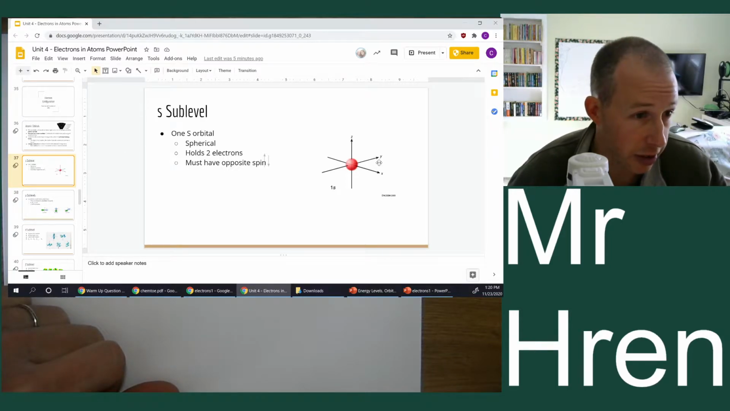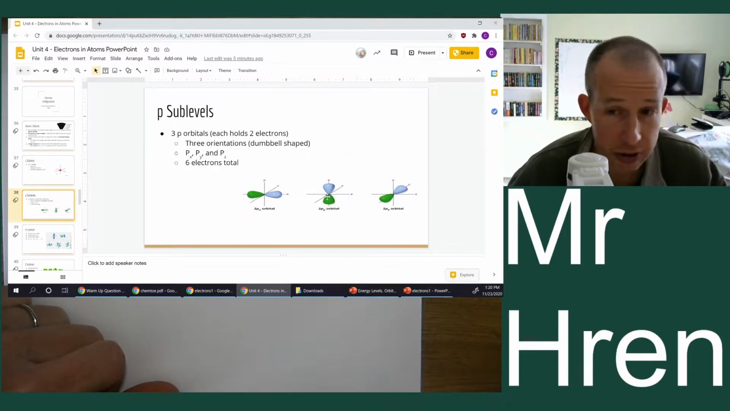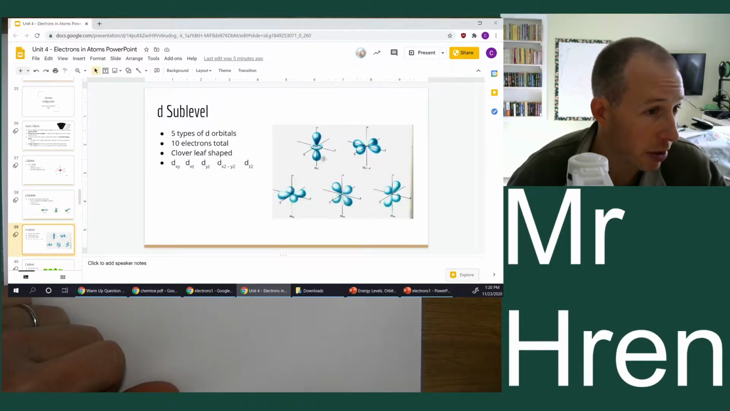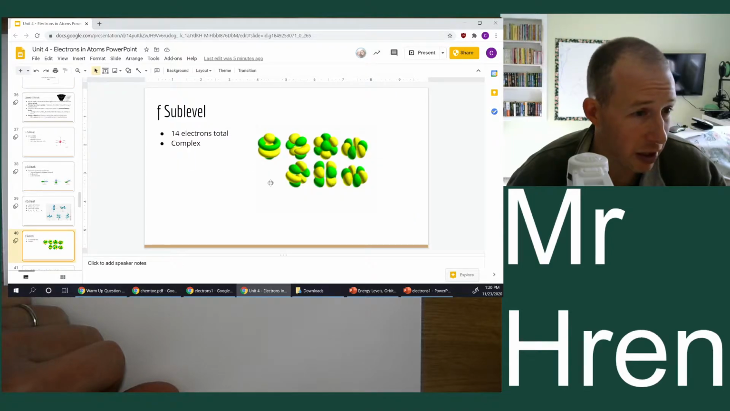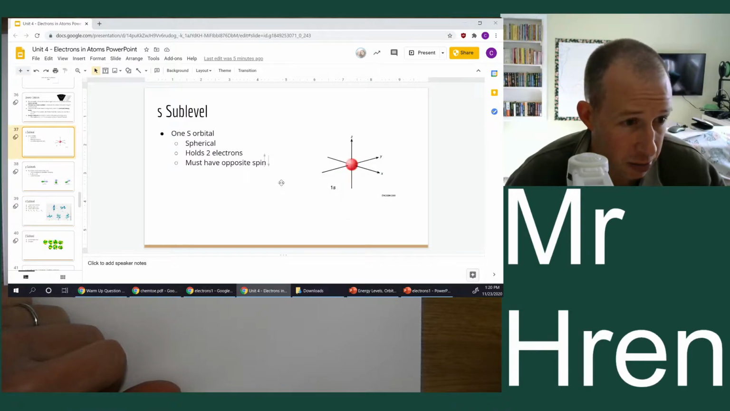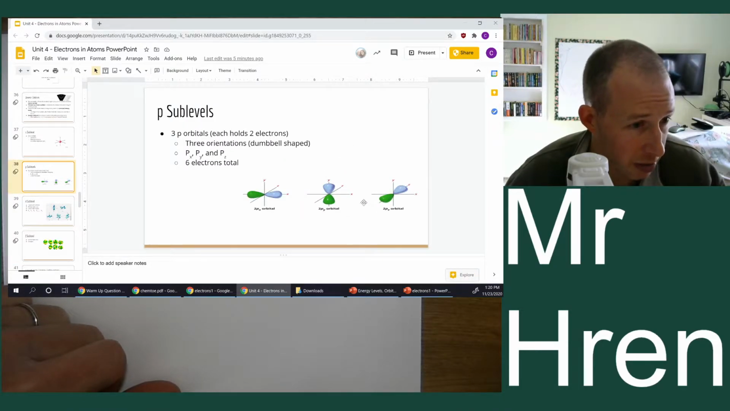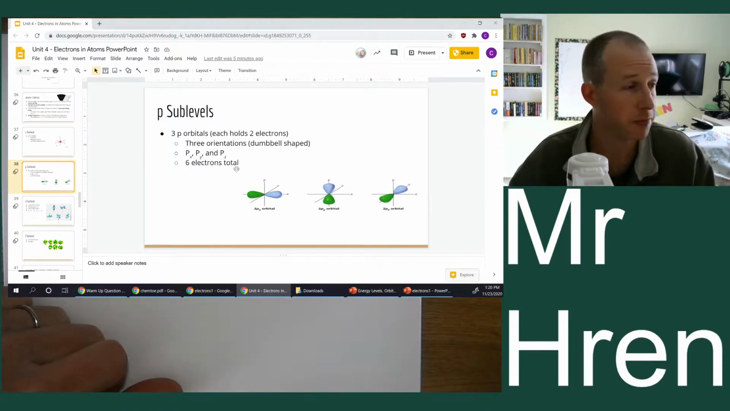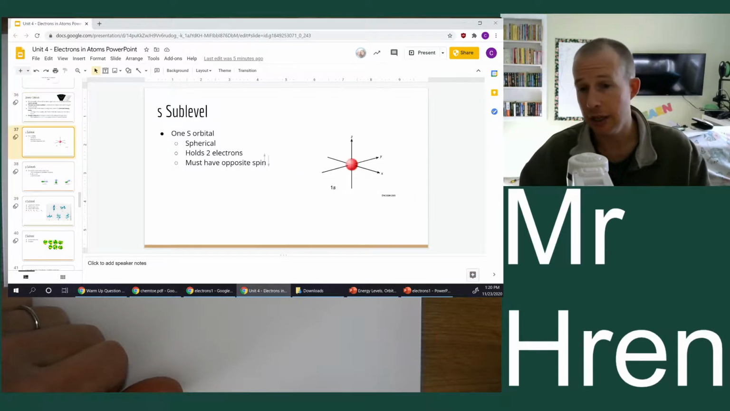The S orbital is like a sphere. The P orbital is kind of like this dumbbell-shaped thing. The D orbital is really goofy. There's a lot of them. And the F sublevel is even goofier. You don't need to remember the shapes of the D or the F. You need to know that the S sublevel is a sphere, and that the P sublevel has this sort of dumbbell shape. That you do need to know.